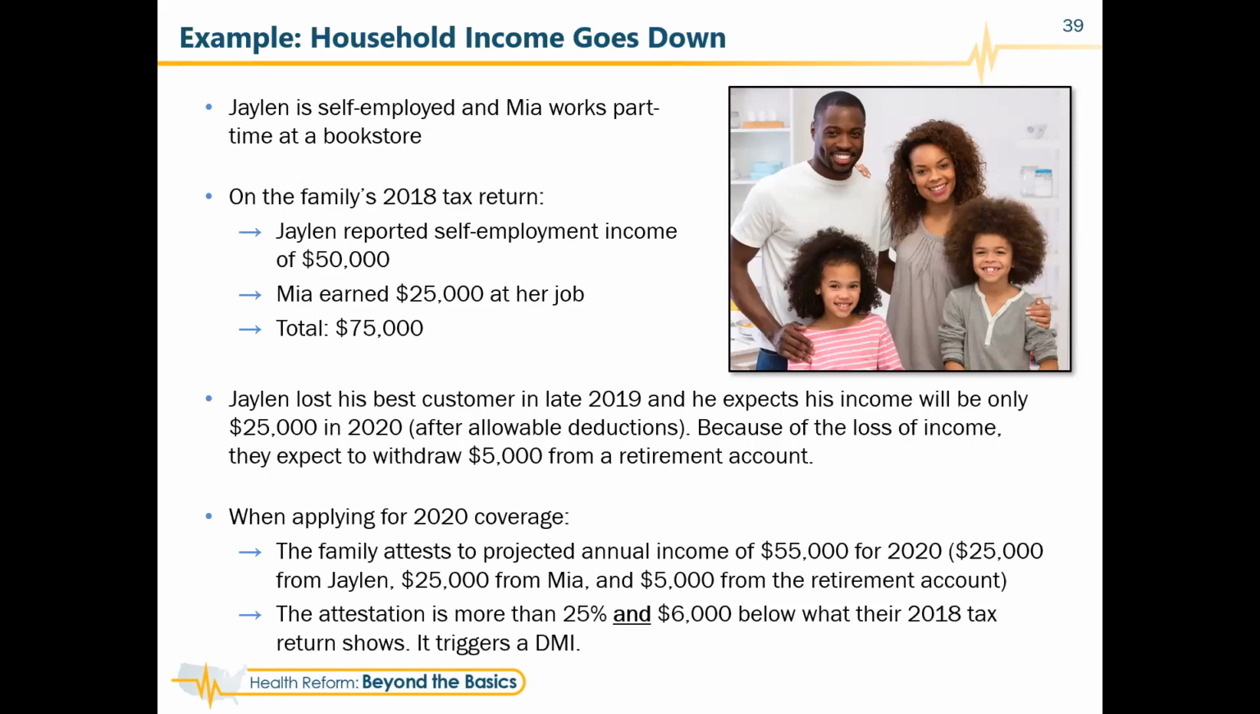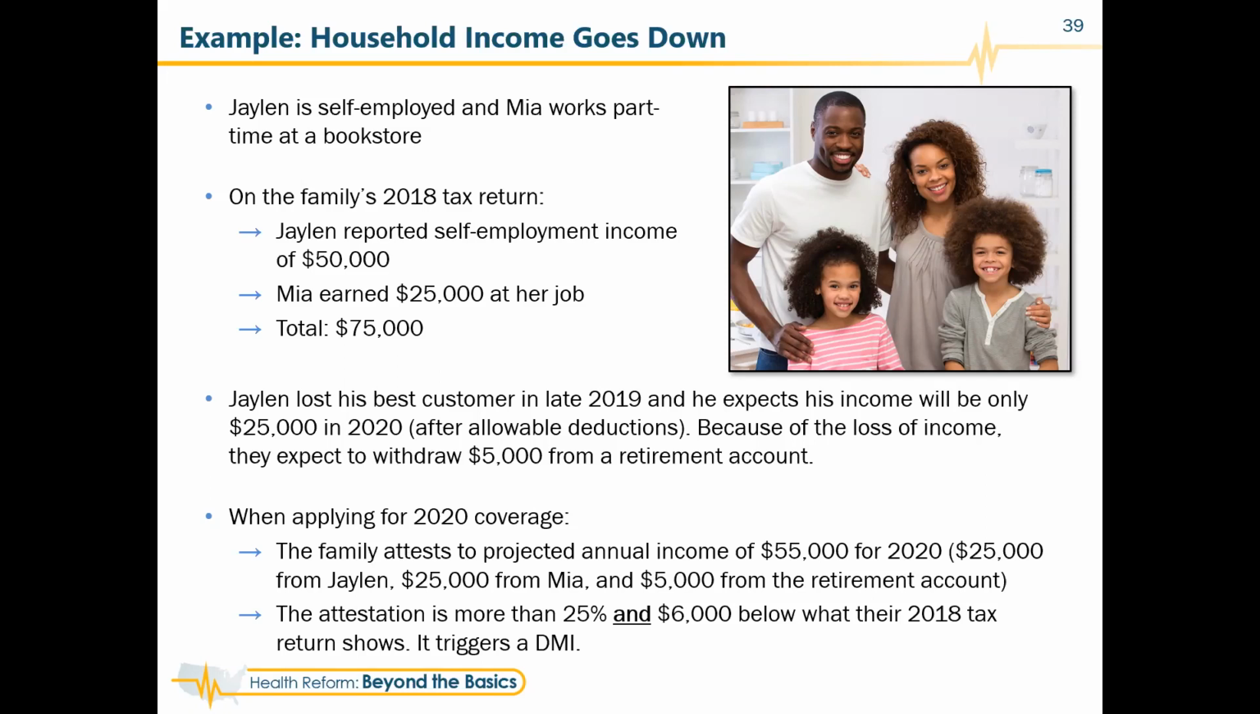So let's look at an example of that. Jalen is self-employed and Maya works part-time at a bookstore. Jalen's self-employed income was $50,000 on their 2018 tax return. Maya had $25,000 of income from her job, and so their total was a household income of $75,000.